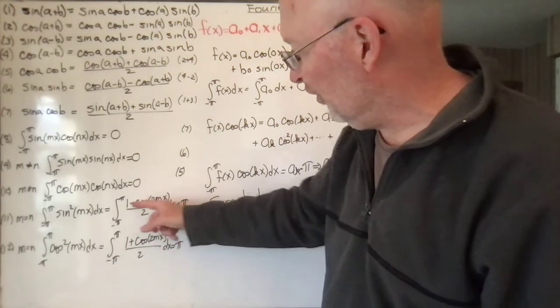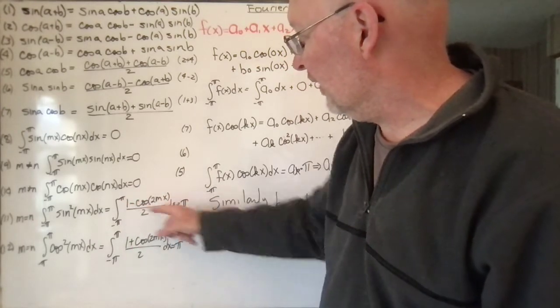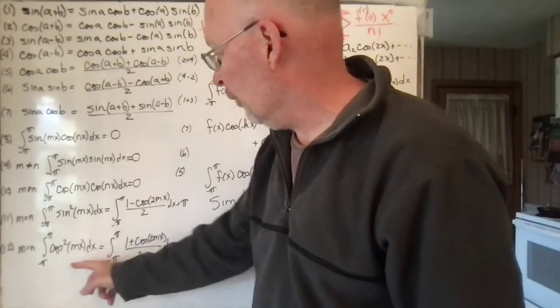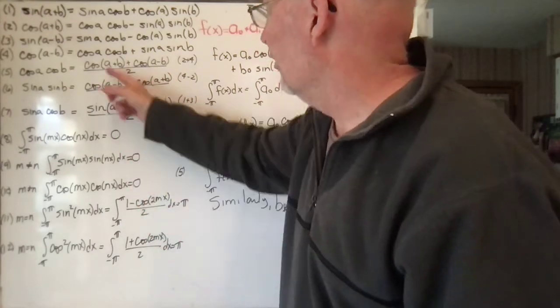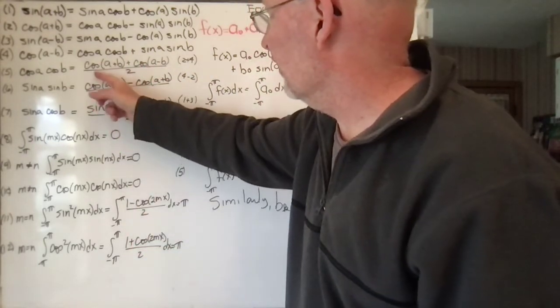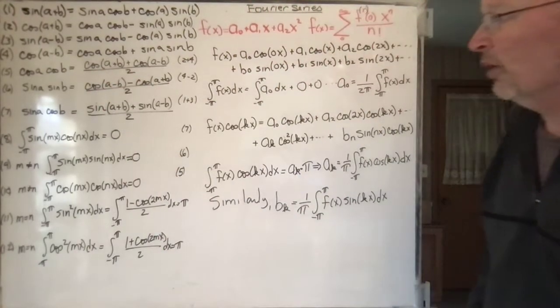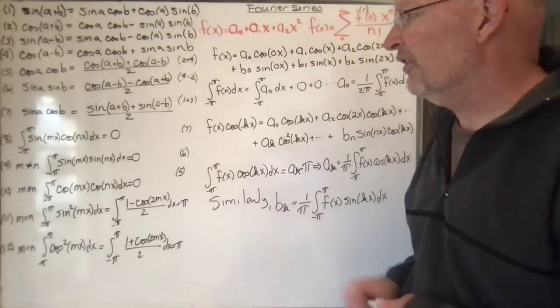This part gives you 0. Here you have 1/2 from negative pi to pi, which gives you pi. And the same thing happens here. You take cosine squared and you use this thing right here, and you're going to end up with a cosine of 0, which is 1, and then you're going to get the cosine of 2mx right there, and that's going to give you pi again. Okay? So those are very important properties of sines and cosines.